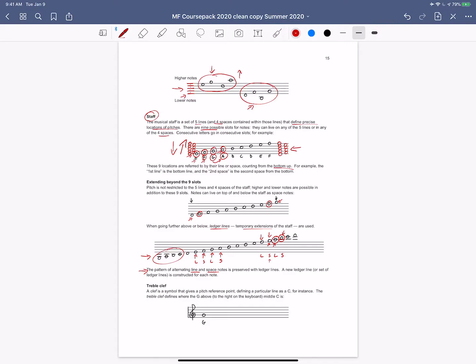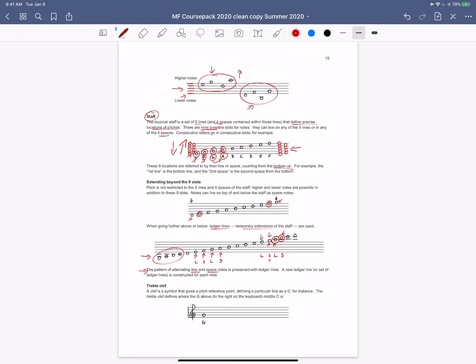So you now know a thing or two about the musical staff, the 5 lines and 4 spaces, and how consecutive letters go in consecutive slots. If you go up on the staff, you're going higher in pitch, and if you go down, you're going lower in pitch. And you certainly know all about line notes and space notes and how they always have to alternate. But how do you know which note is going to be played with which key on the piano keyboard?